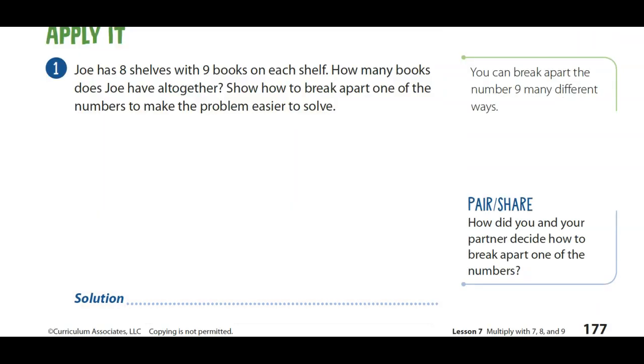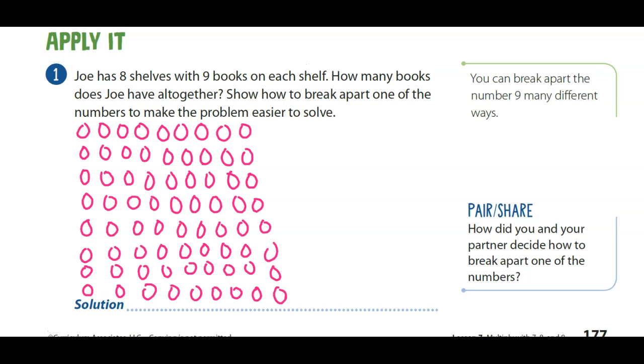Now it says apply it. Now they give you another problem. It says Joe has 8 shelves with 9 books each. So I have to make that array, right? So how many shelves does Joe have? 8. And then how many books in each shelf? 9. So we start off with an array like this.